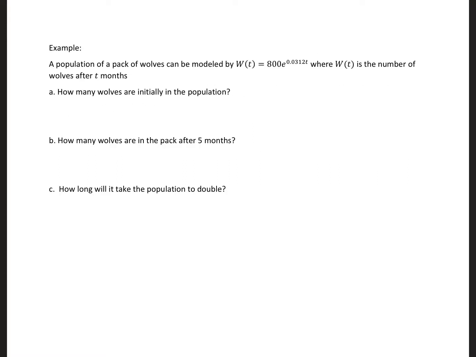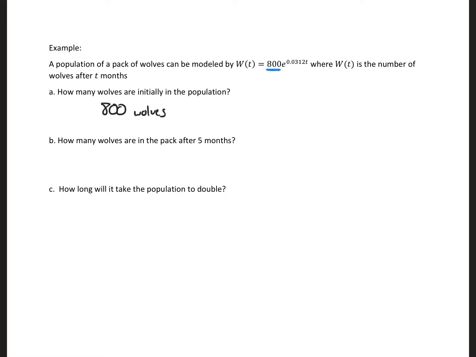Let's apply this now using the natural log to solve a continuous growth function. So here we're given a population of a pack of wolves, and it's modeled by 800 e to the 0.0312 t. So this one's growing continuously. How many wolves are initially in the population? Remember, this front value, or previously we used A e to the kt, the 800, that is our initial value. So initially, there's 800 wolves.